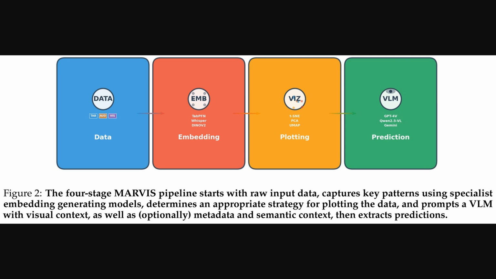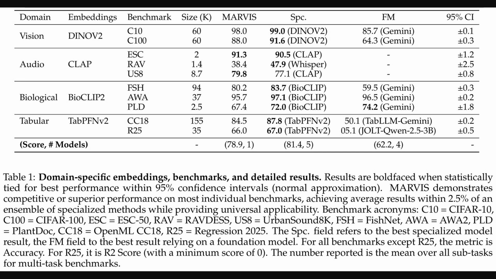Then, a technique called dimensionality reduction, using a method like t-SNE, takes that complex embedding and plots it as a 2D image. Finally, that visualization is shown to a vision language model, which reasons over the image to make its prediction.